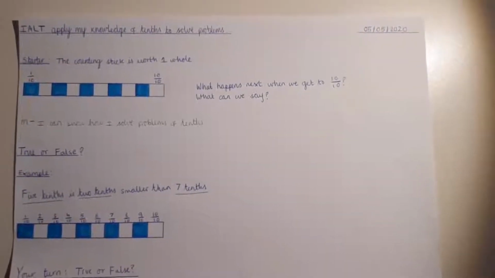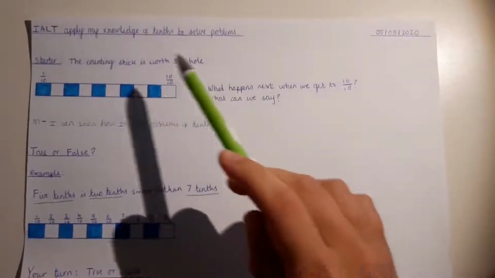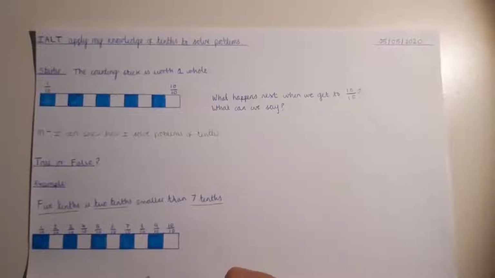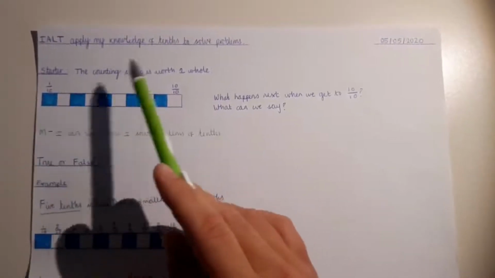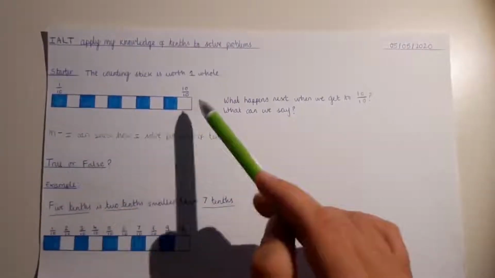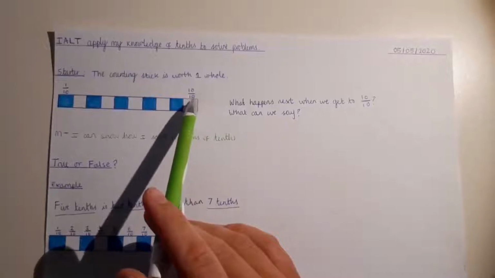Good morning Year 3, it's Miss Birch and today for maths I am learning to apply my knowledge of tenths to solve problems. So for our starter we're just going to practice counting in tenths. So the counting stick is worth 1 whole and we're going to practice counting from 1/10 to 10 tenths.